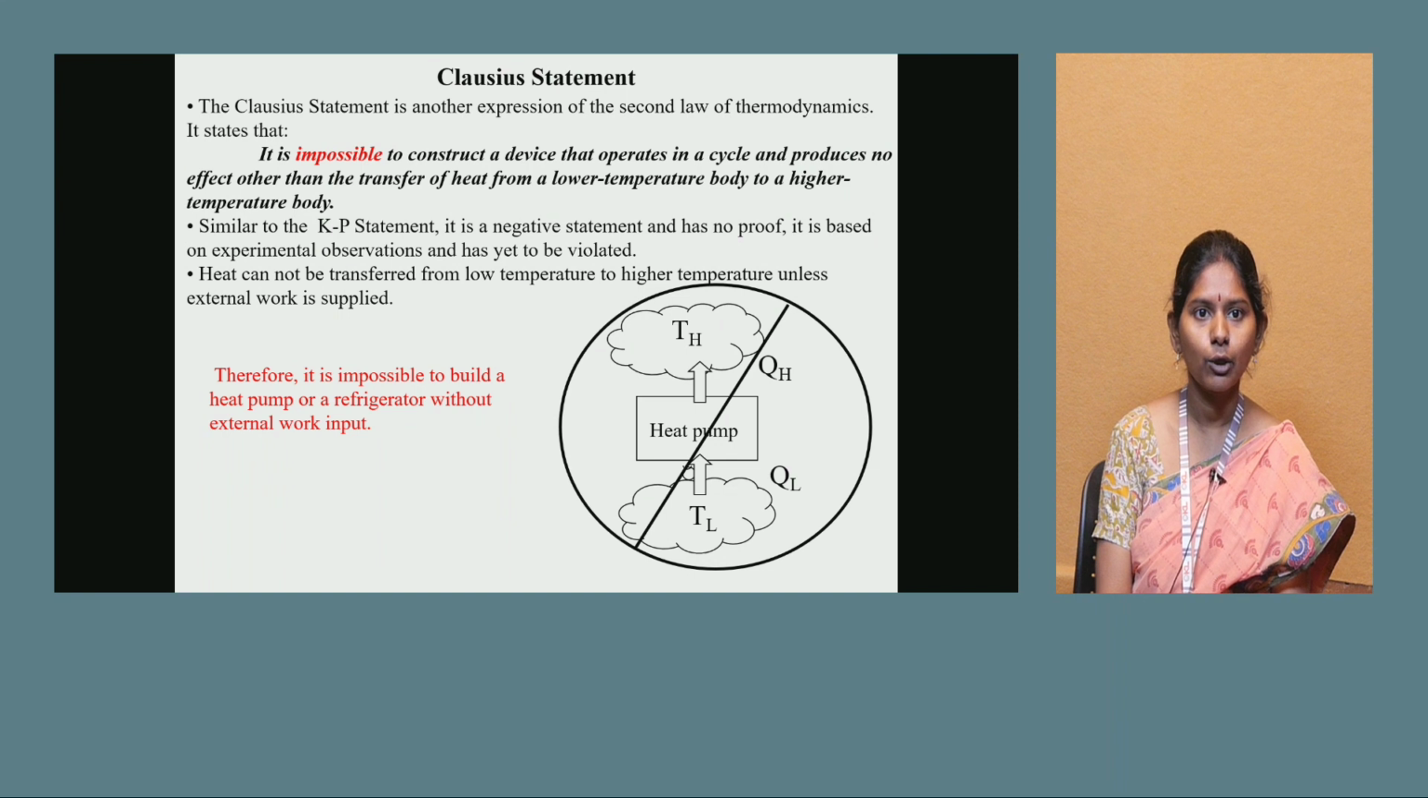Clausius statement. The Clausius statement is another expression of the second law of thermodynamics. It states that it is impossible to construct a device that operates in a cycle and produces no effect other than the transfer of heat from a lower temperature body to a higher temperature body. Similar to the KP statement, it is a negative statement and has no proof, but it is based on experimental observations and has not yet been violated. Heat cannot be transferred from lower temperatures to higher temperatures unless external work is supplied. Therefore, it is impossible to build a heat pump or a refrigerator without external work input.